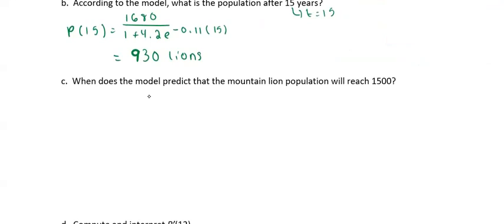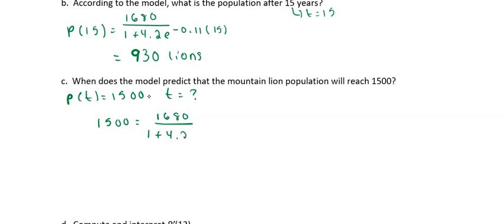All right, so when are we going to reach 1,500? Well, that means that we're trying to find P of T to equal 1,500, and we want to know what T equals. So we need to find T. So that'll look like 1,500 equals 1680 divided by our 1 plus 4.2 e to the negative 0.11 t. So now we need to solve this down for t.